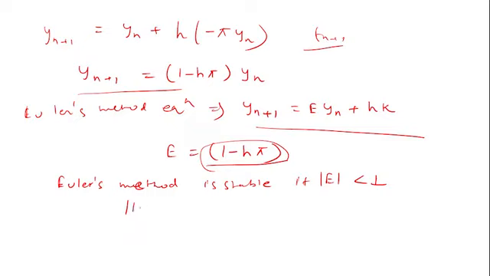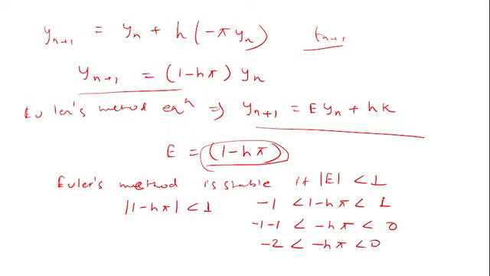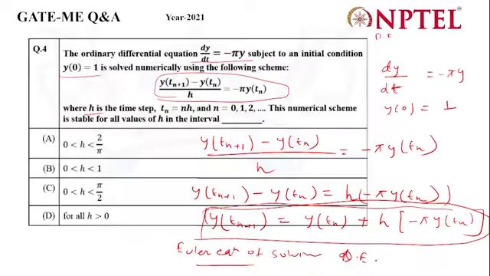So for your |E|, you have got this: |1 − hπ| should be less than 1. If you take the mod, it will be −1 < 1 − hπ < 1. Again, just add −1 everywhere. It will be −2 < −hπ < 0. You change the sign and divide by π. It will be 2/π > h > 0. So this will be your limit of the step size h.